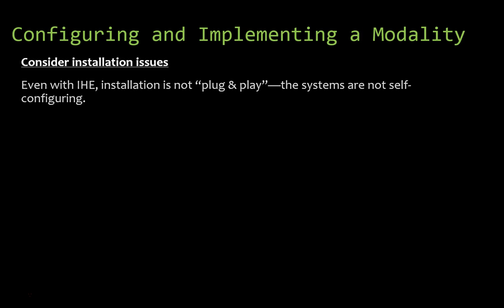This section lists all the configuration steps for each profile. For example, one of the things you need to configure to make the SWF profile work is modality worklist. You need to configure the AE title, IP address, and port for your modality's DICOM modality worklist. This information may need to be shared with the RIS vendor if the RIS needs to be configured to provide your modality worklist.